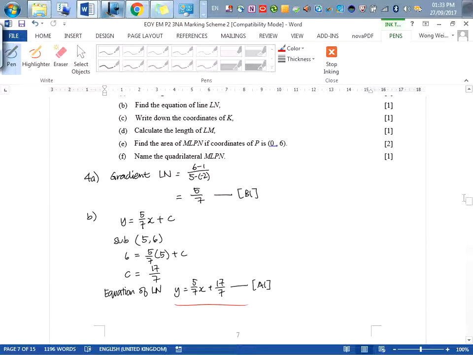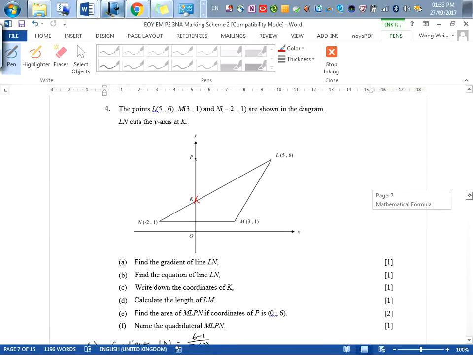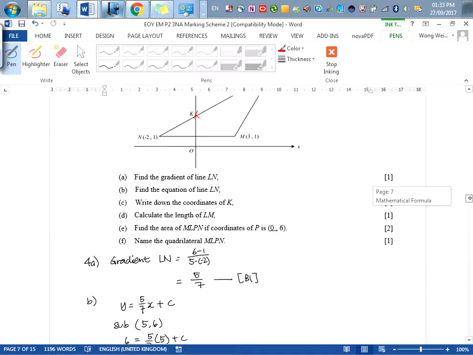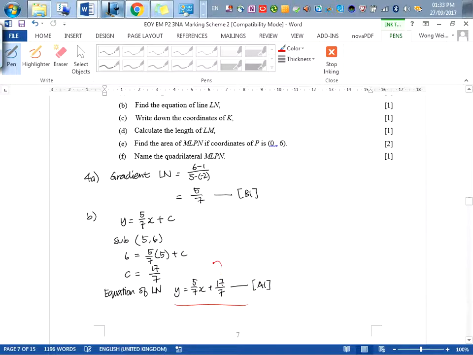Equation of Ln, we already have it. Ln over here. So this must be the y-intercept. How did I get this value, is it?